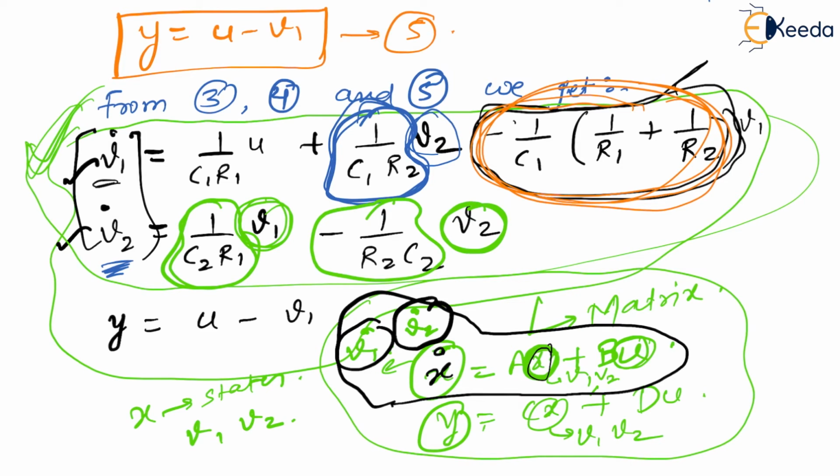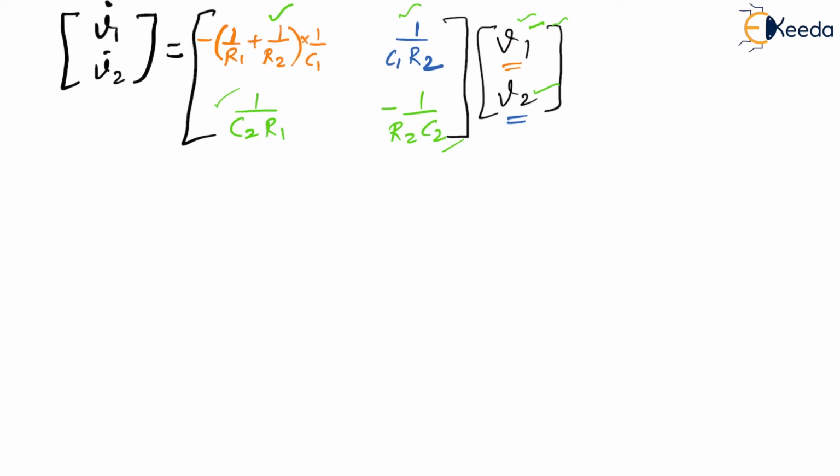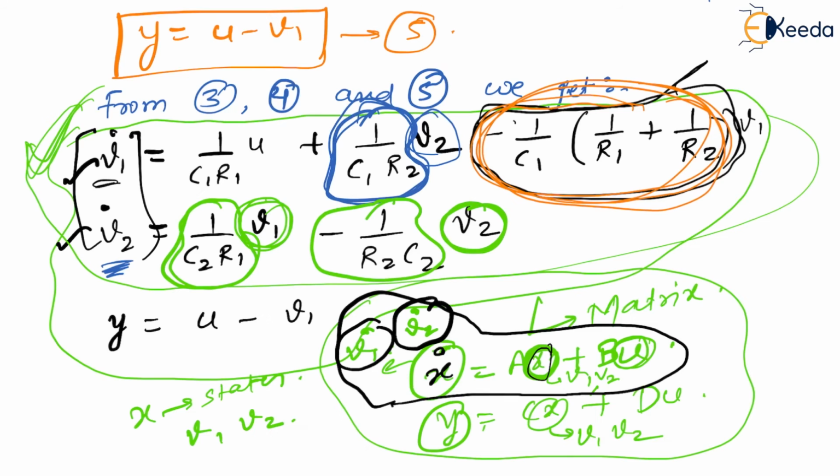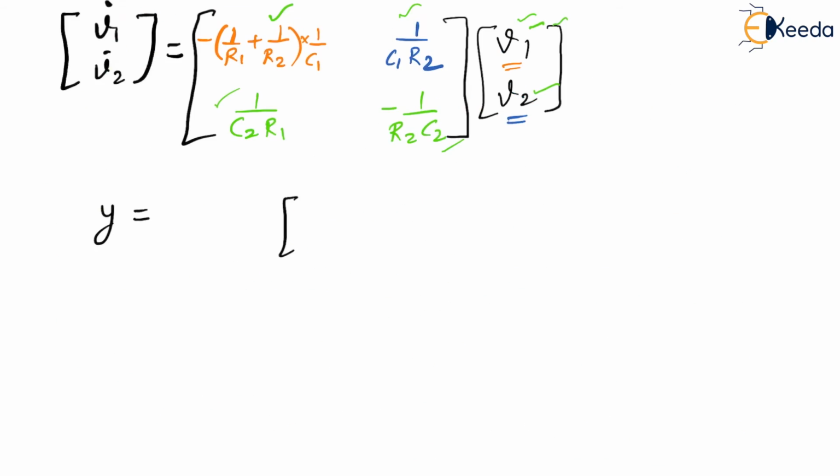Now let us think of the output equation y. The output equation y is u minus v1. So for the output equation y, here it was Cx, so in place of x you have to write v1, v2.